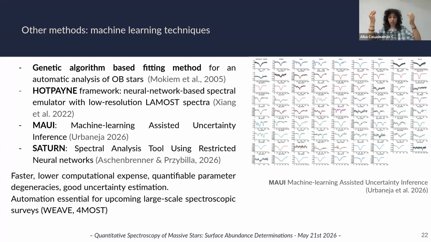This is very important because it allows the analysis to be sometimes a bit faster. It has lower computational expense. The parameter degeneracies are quantifiable, and it can provide good uncertainty estimations. And the most important thing that these methods do is that they provide automation, which is essential for upcoming large-scale spectroscopic surveys, for example WEAVE and 4MOST, in which we're going to have to perform an analysis of many stars very fast, and we need it to be as automatic as possible.